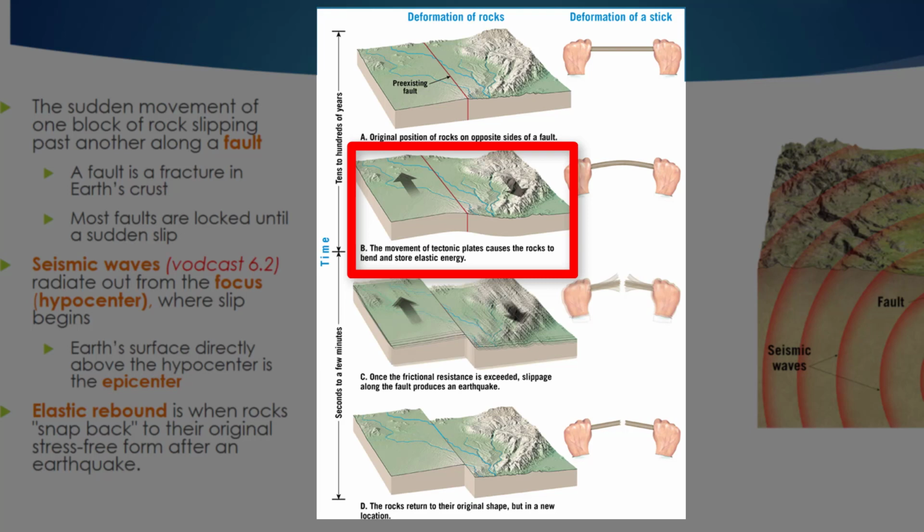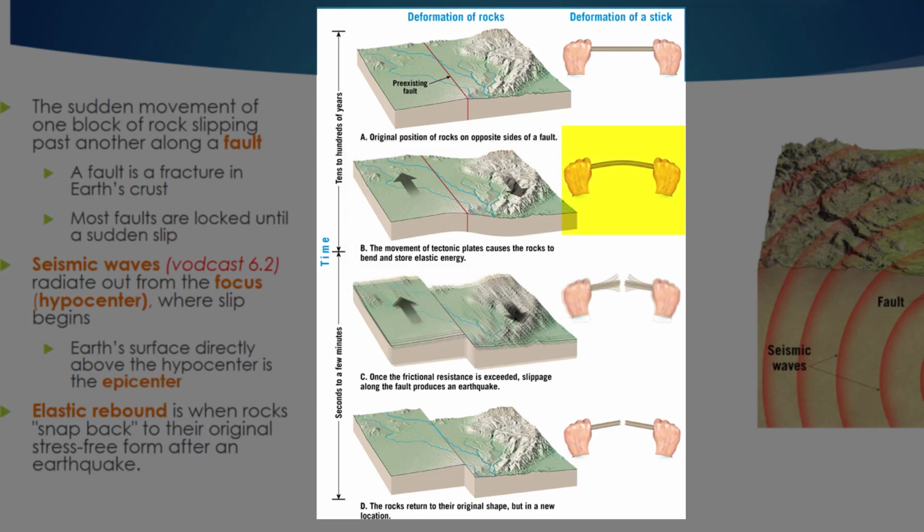So along that fault line, the rocks on each side are grinding against each other. And as they do so, the rocks will bend and start to store elastic energy. So for our conceptual understanding, now imagine starting to bend that stick. And there's elastic energy stored in the stick as you force it to bend out of its natural position.